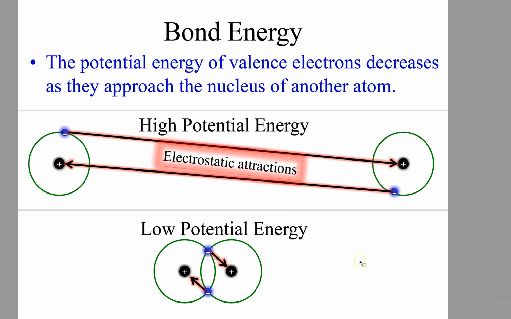Alright, now let's talk a little bit about bond energy and what bond energy represents. So bond energy is the potential energy of valence electrons that decreases as they approach the nucleus of another atom. So remember that if we increase that distance, we decrease the force of attraction. But what they have is this thing called high potential energy. And so if we actually lower that potential energy and they get a stronger attraction, then we're going to automatically create a higher force.